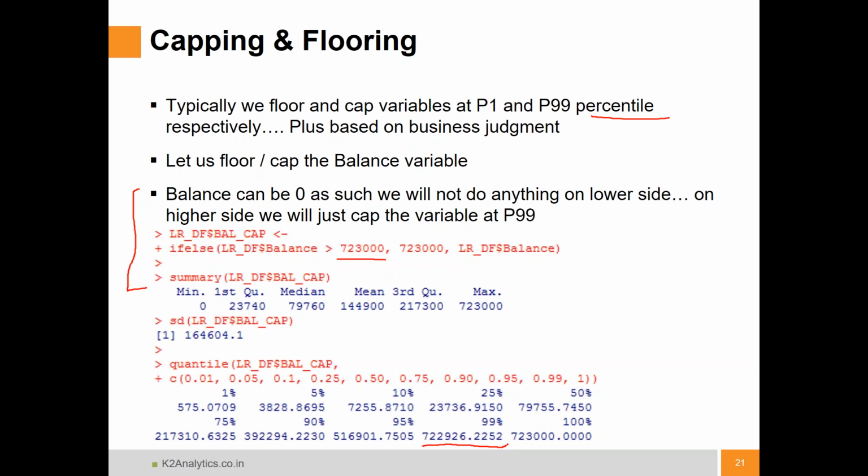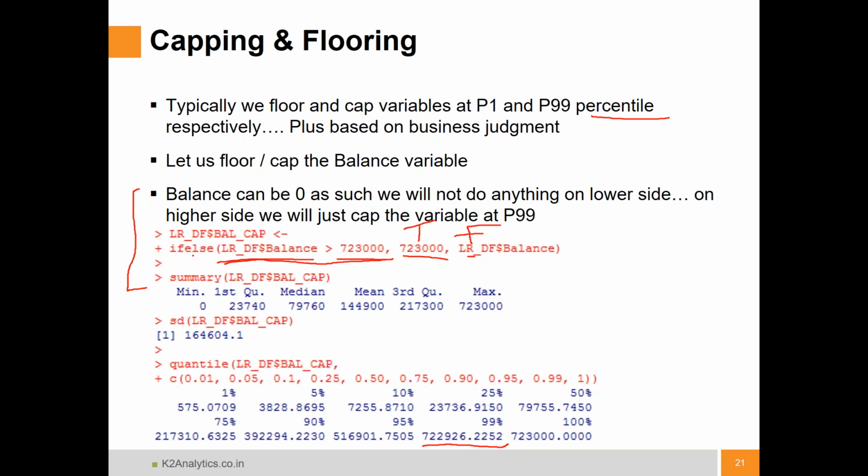Now when you are doing capping, a best practice is, if you are capping a particular variable, do not override the same variable. For example, I am capping balance here. What I'm saying is if balance is greater than 7,23,000, then the value should be 7,23,000. Else, if the condition is false, keep the value the same.